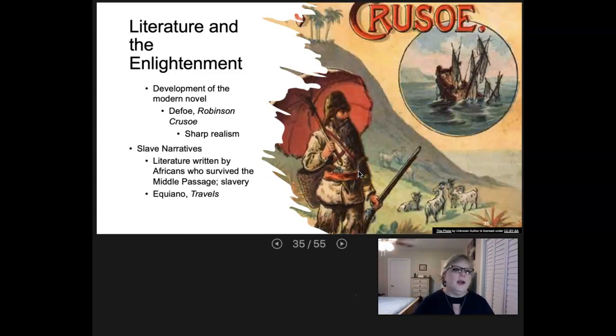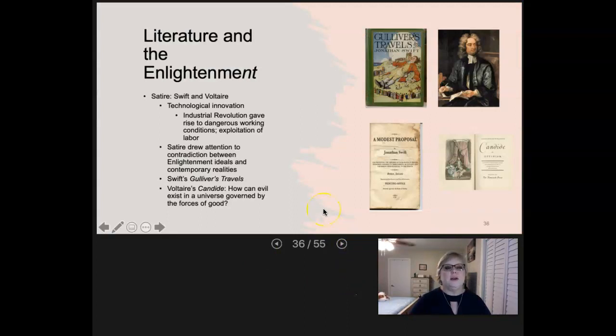Another type of writing that we see during this period is we're starting to see slave narratives. They're written by African Americans who survived the Middle Passage. In that part of slavery, we also see travel and travel journals. Travel is a huge focus during this time period. And so we do see those works that deal with traveling, like Robinson Crusoe or Gulliver's Travels. So we start to see a lot about travel.